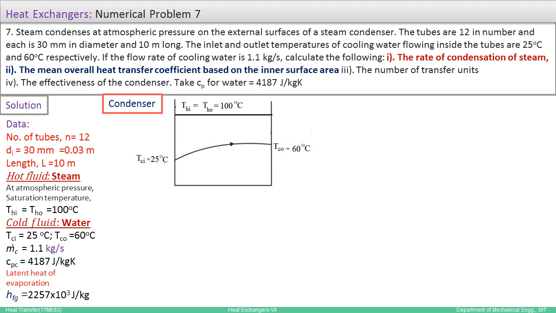The latent heat of evaporation, if it is not given, you have to obtain it from your data handbook. At the atmospheric pressure, this latent heat of evaporation of water is hfg, that is 2257 into 10 power 3 joule per kg, or 2257 kilojoule per kg. It is also called the latent heat of condensation. Now we will use this to find out the rate of condensation of steam first.